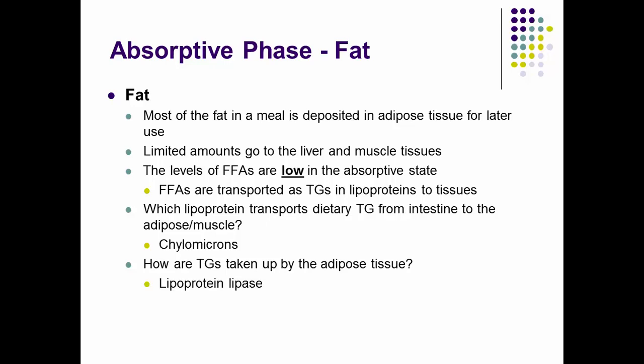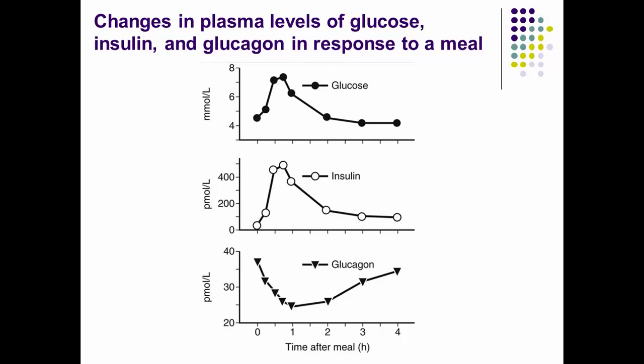And we talk about this many times, right? So lipoprotein lipase is an important enzyme to break down triglyceride and to help the fatty acid uptake by adipose tissue, right? And here, just to give you an idea, the changes in the circulating levels of glucose, insulin, and glucagon in response to a meal, after a meal in the absorptive phase.